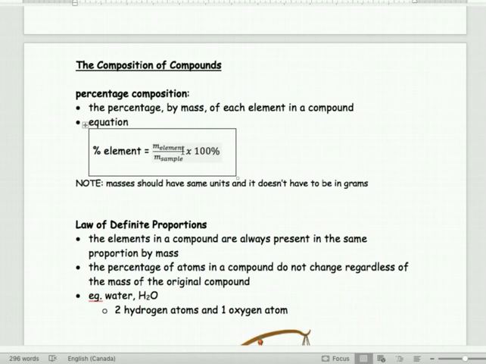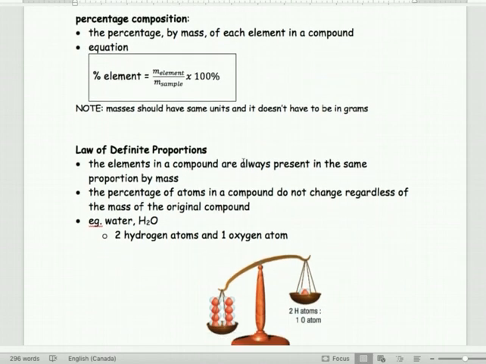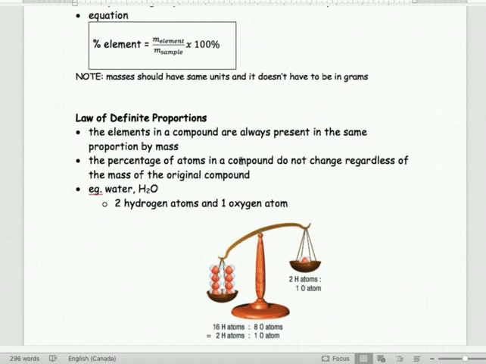So if I have milligrams or kilograms, as long as they're both the same, it'll still come out to the same result. So just keep that in mind. All right, so that moves us to the law of definite proportions. Elements in a compound are always present in the same proportion by mass.